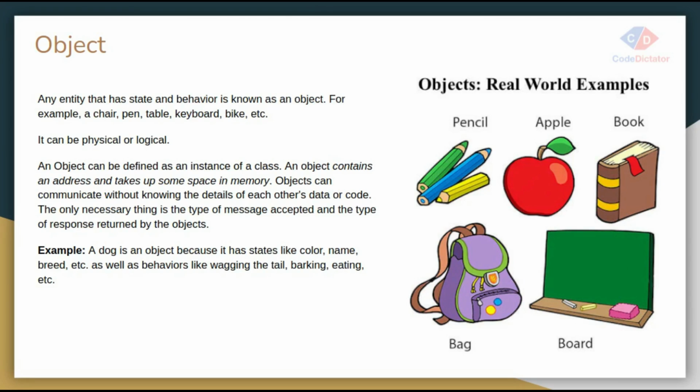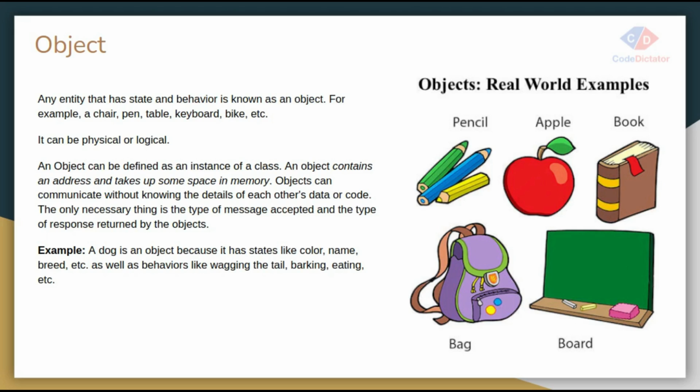So let's take an example. Dog is an object. How is it an object? Because a dog has some behavior and its own state. State means its own properties like color, name or breed. That is basically its state. And behavior means the dog can walk, bark, eat, or wag its tail. These are all the things it can perform.